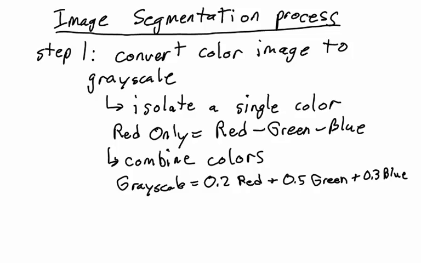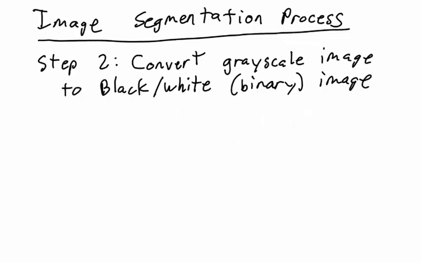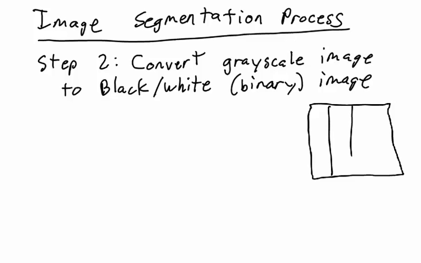Step 2 in the image segmentation process is to convert the grayscale image to a black and white or binary image. In a black and white or binary image, each pixel in the image does not range between 0 and 255. Instead, each pixel has either a 0 or a 1, representing whether that pixel should be white or black.